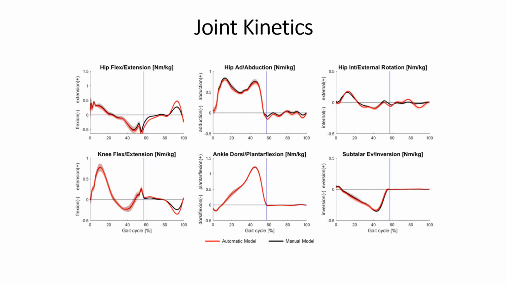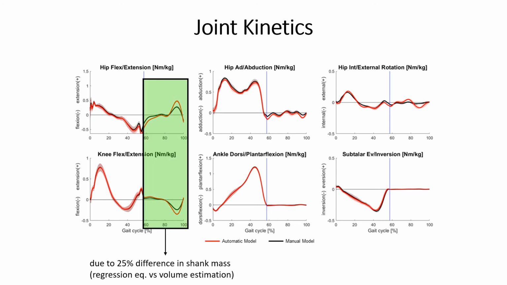When looking at the joint kinetics, on the other hand, we identified statistical differences between the curves produced by the two models, mostly during the swing phase of the hip and knee flexion extension moments. The differences were consistent with the effect of a 25% difference in shank mass that we observed in our models and was due to the use of regression equations in STAPLE and volume-based mass estimation in the manual model.